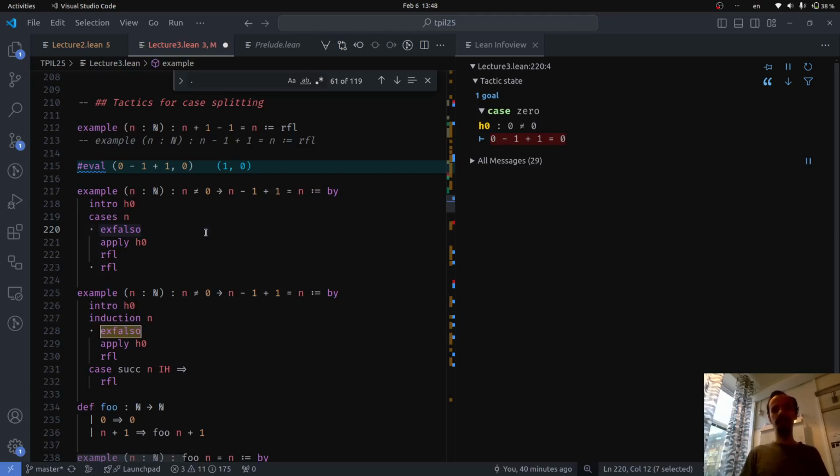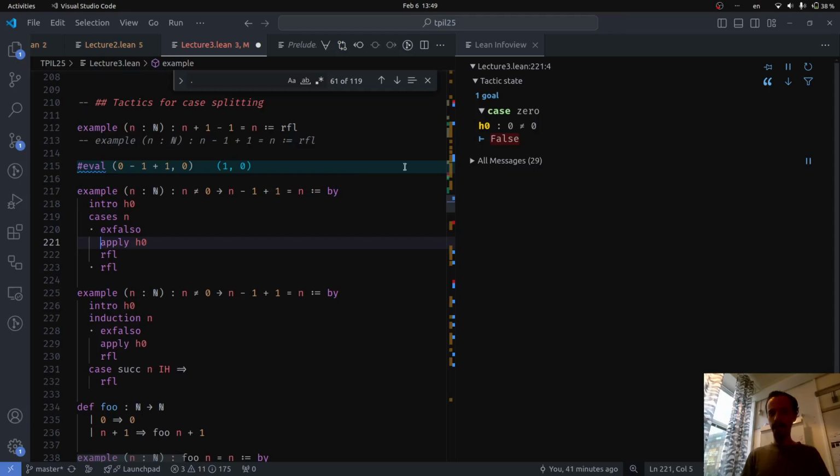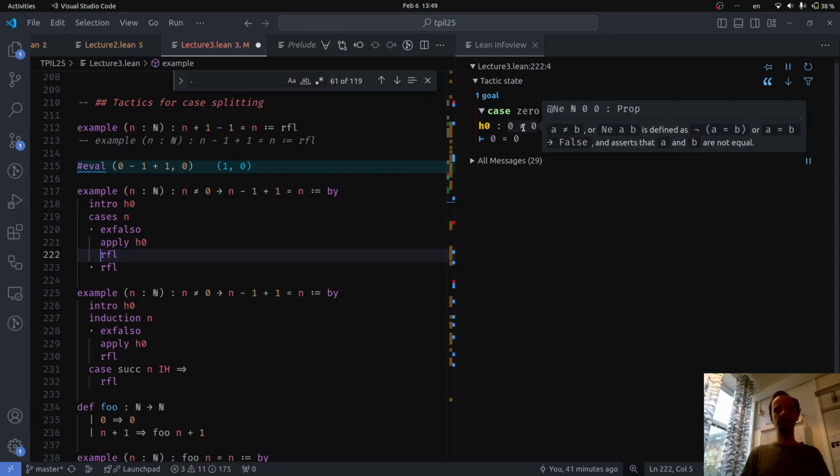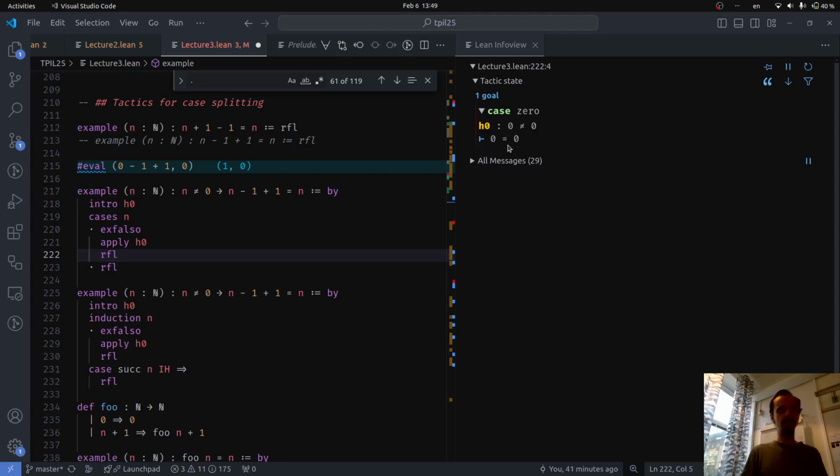Ex falso is a very simple tactic that just replaces the goal with false, which simplifies things a little bit. This thing here is not true, but I just don't care about it. So I just want to replace it with false. And then apply h0. This not equal is the same thing as 0 equals 0 implies false, so I can apply h0, and now my goal is to prove 0 equals 0, which is true by rfl.